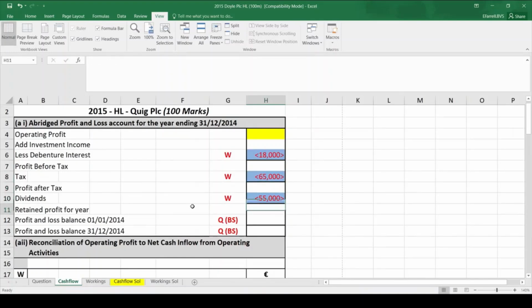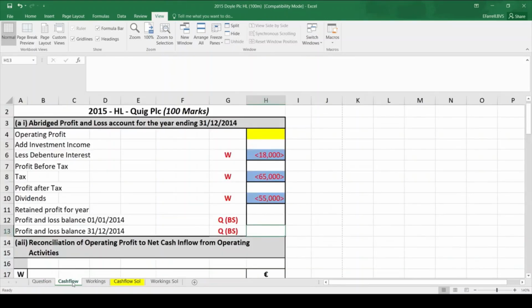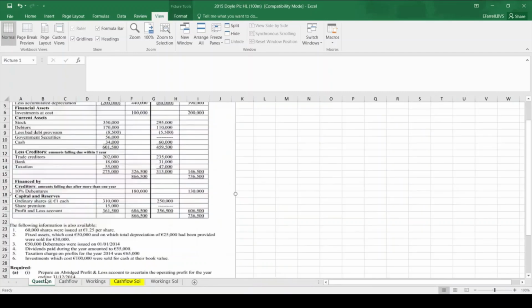I can see from the question that my profit and loss balance at the end of the year was 361,500. So that's 361,500. My profit and loss balance at the start of the year was 356,500.